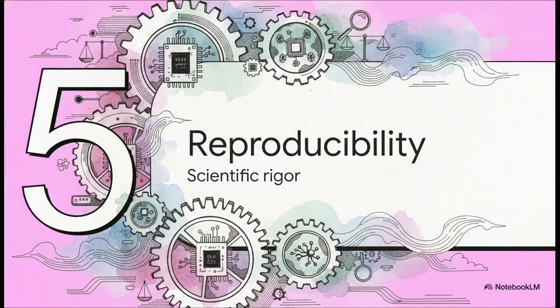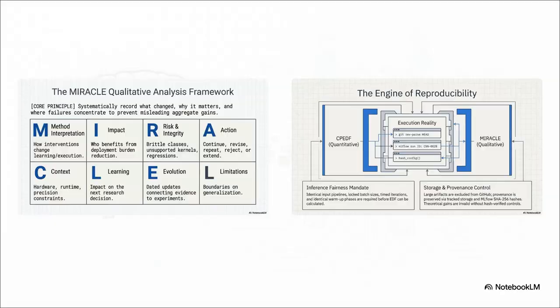Section 5. The engine of reproducibility, ensuring scientific rigor. To make absolutely sure these CP-EDF numbers aren't just cherry-picked fluff, they use a remarkable dual-pronged approach to validate every single claim. On one side, we have the Miracle Qualitative Analysis Framework. This forces the researchers to systematically record why a change matters, who benefits, and where failures actually concentrate, rather than just pointing to a higher number on a chart.